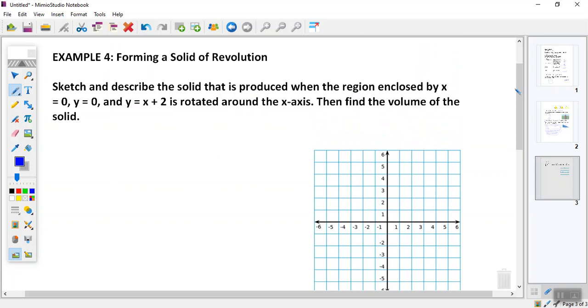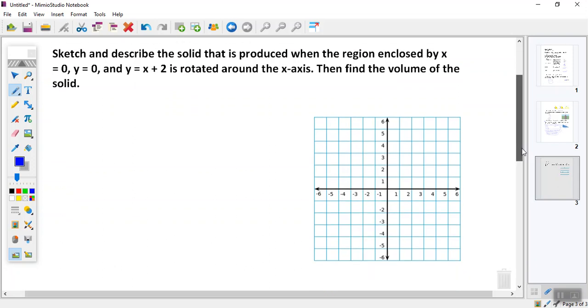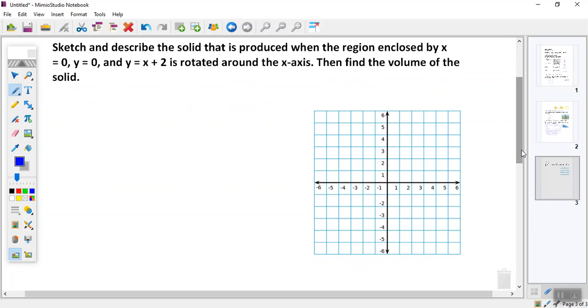So we're going to start talking about forming a solid of revolution within a coordinate plane. But before I can even do that, kids, I need to first of all form a cross section within my coordinate plane. And in this particular example, it says to sketch and describe the solid that is produced when the region enclosed by X equals 0. Now guys, if graphing is a little rusty right now, decimals is always a great help, but X equals 0 is simply the y-axis. So I'm going to draw a line on my y-axis.